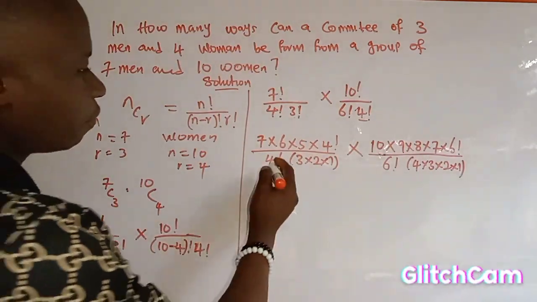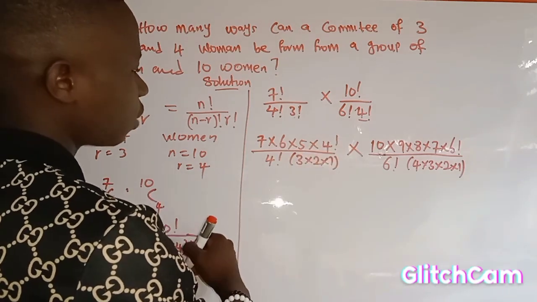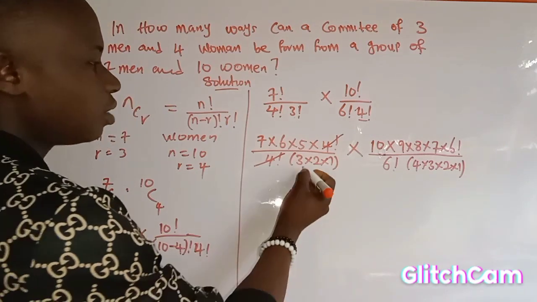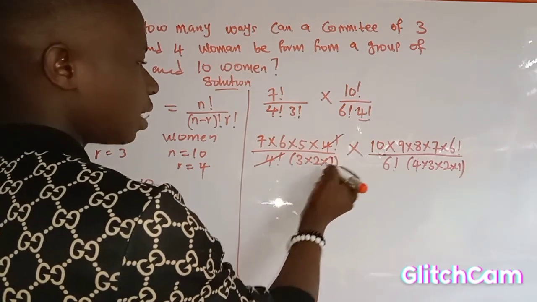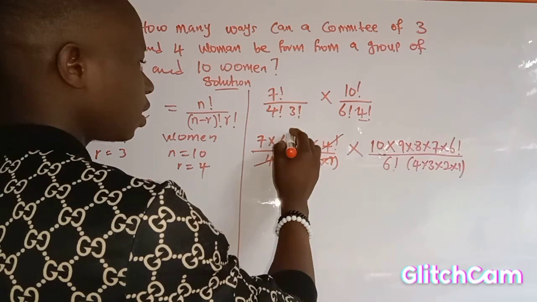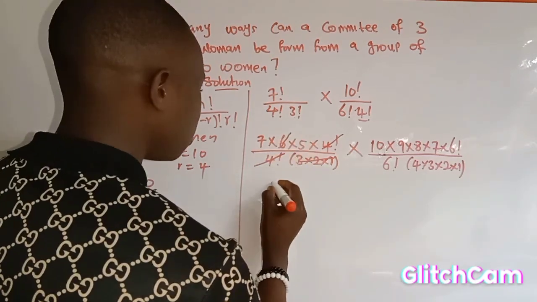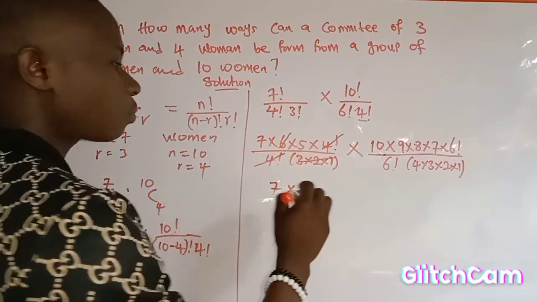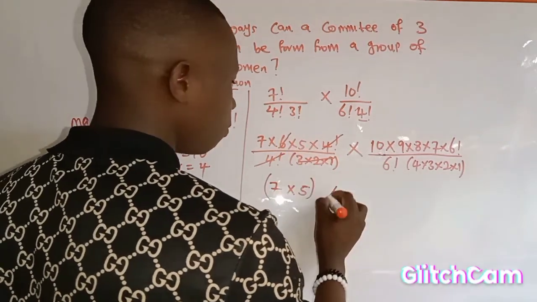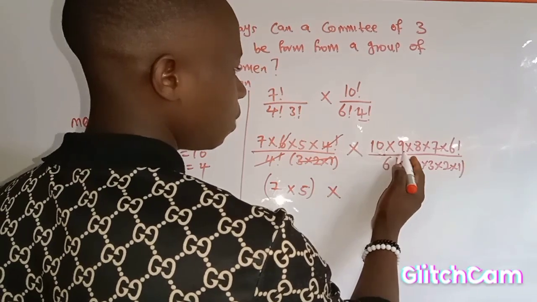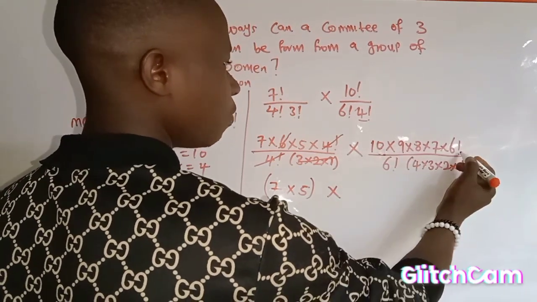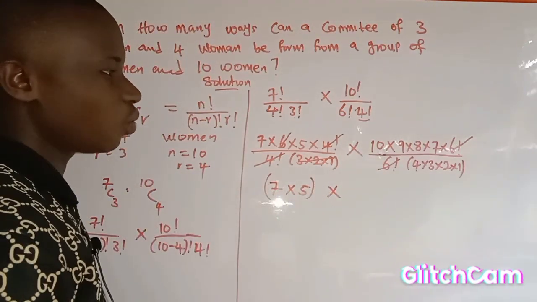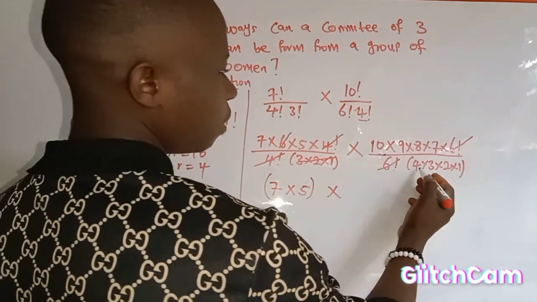So from here, we have 4 factorial here and 4 factorial here. This 4 factorial can cancel this 4 factorial. Then 3 multiplied by 2 multiplied by 1 is 6, so the whole of this can go with this 6. So on this left hand side, we are left with only 7 multiplied by 5. Then multiply by 10 multiplied by 9. We have 6 factorial here and 6 factorial here. This 6 factorial can go with this 6 factorial. And the remaining one, we have 4 here.